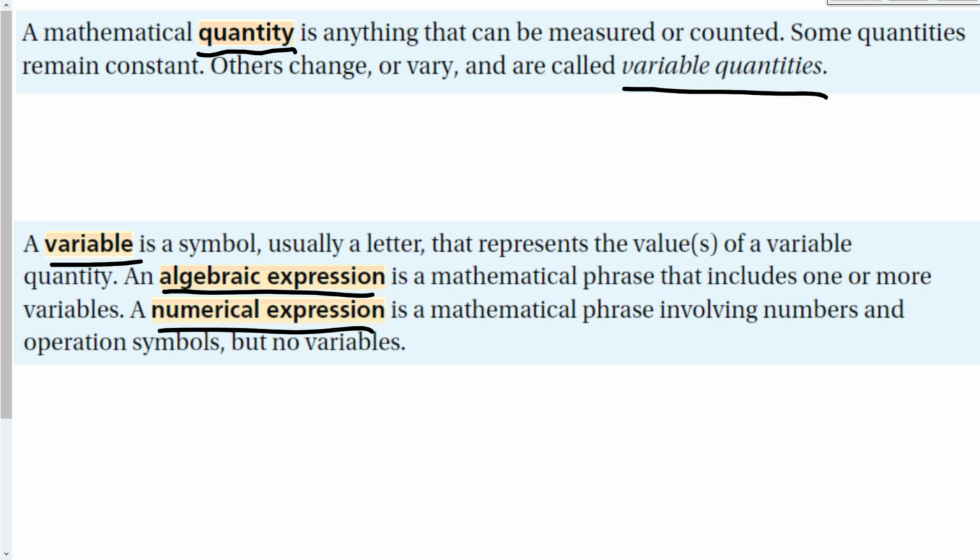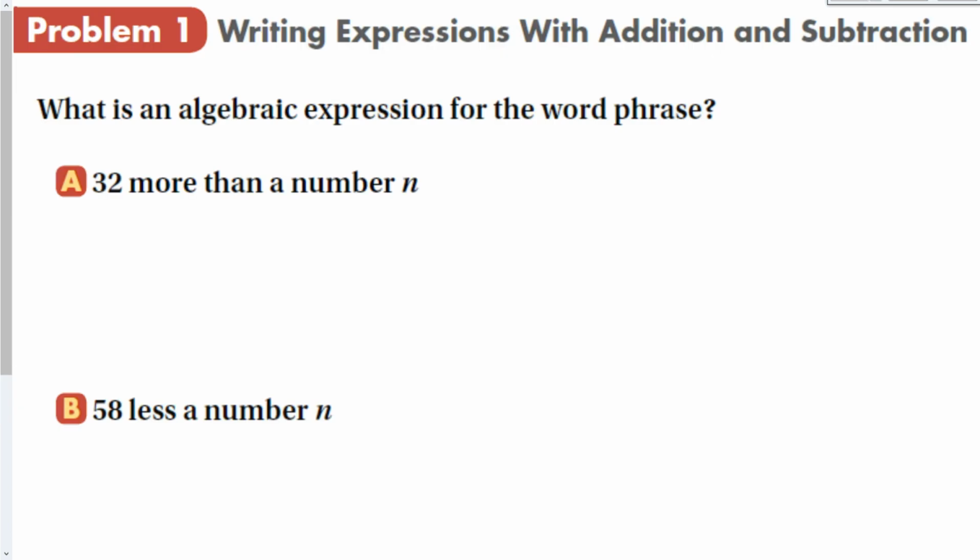So an algebraic expression would be something like 2x plus 3. It's got an operation, it's got the variable x, and it's got some other numbers going on there. A numerical expression would be something like 2 plus 3 is equal to 5. That has no variables. None of those numbers ever change. It's just a numerical expression. It can have the operation symbol like the plus, but no variables. So now we've got some definitions out of the way.